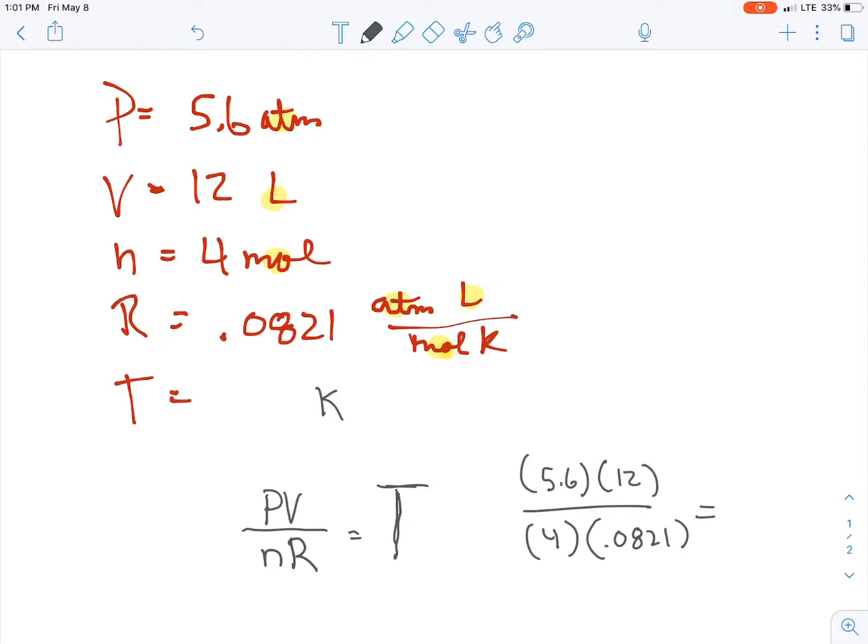That's all it is. There's nothing real tricky about those. Usually you guys like those the best. And it equals 204.6 kelvins.